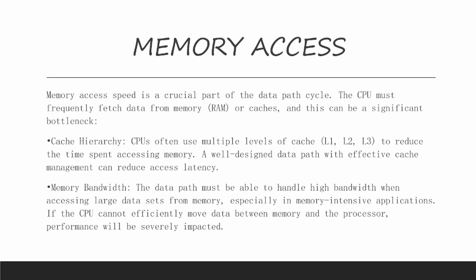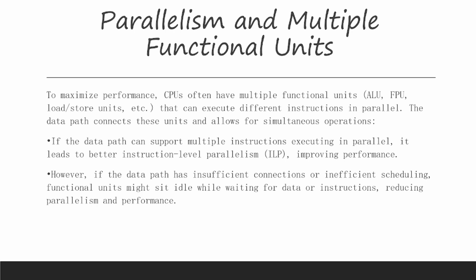Memory bandwidth. The data path must be able to handle high bandwidth when accessing large data sets from memory, especially in memory-intensive applications. If the CPU cannot efficiently move data between memory and processor, performance will be severely impacted.